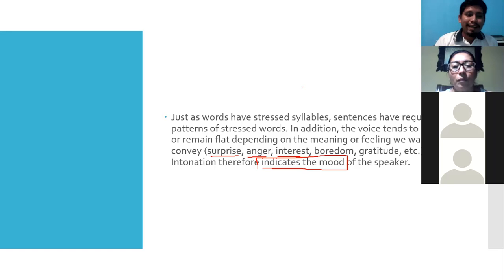So we can express those feelings when we say things. Intonation, therefore, indicates the mood of the speaker. If I'm sad, I will speak sad. If I'm happy, I will speak happy. If I'm angry, I will say things angrily.